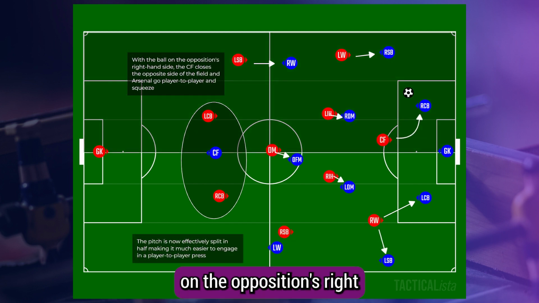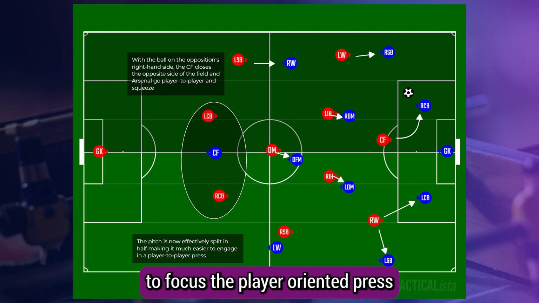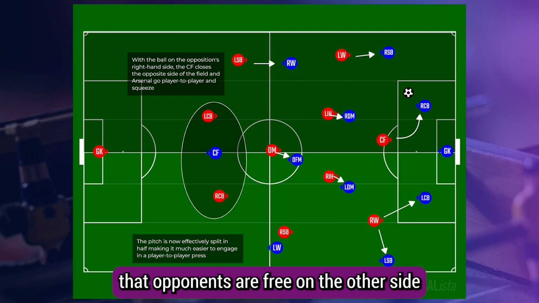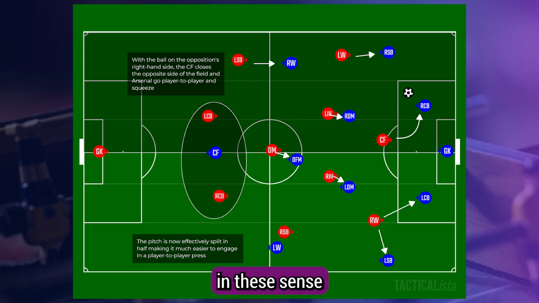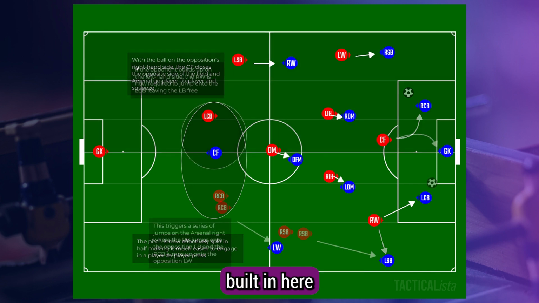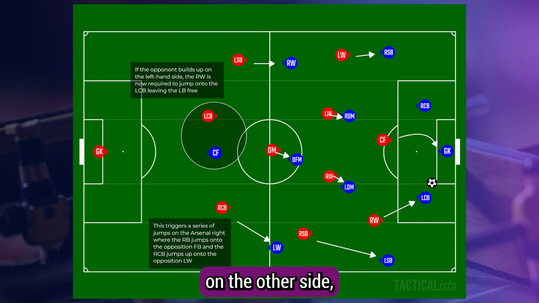If the ball is over on the opposition's right-hand side in build-up, Arsenal will simply press player to player as normal, with the CF closing off the passing lane back to the other side of the pitch, thereby splitting the pitch in two, and making it much easier to focus the player-oriented press in that half of the pitch. Because Arsenal are player-oriented, the theory is that they should make it difficult for switches of play, meaning it's less important that opponents are free on the other side. In this sense, this kind of press does allow weaknesses horizontally, but as we'll see, there is a more vertical weakness built in here.